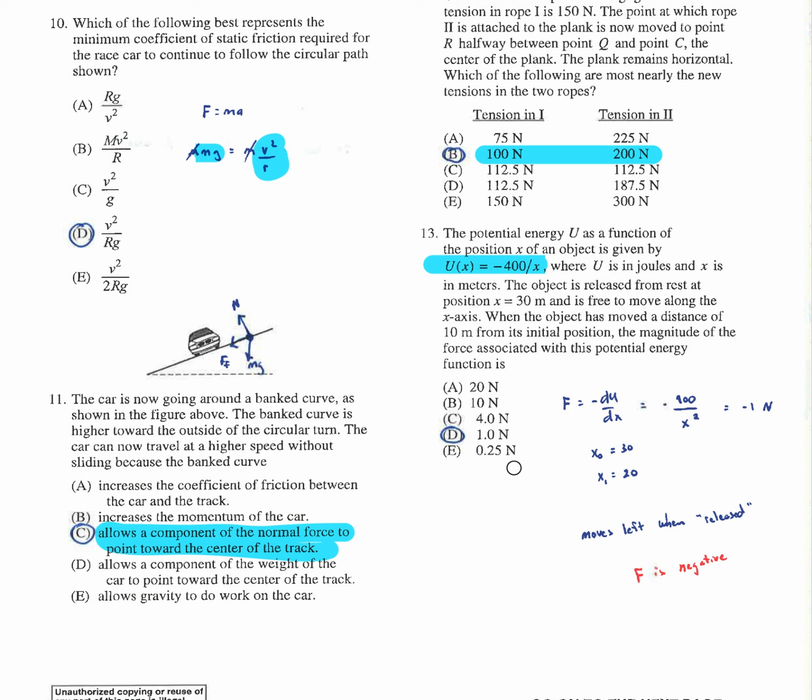It started at 30, so moving 10, now it's at 20. And so what we do is we look at the potential energy function. We know that the force is the negative derivative. So we take the negative derivative of this guy. There you go. There's the negative derivative. And then we plug in 20.